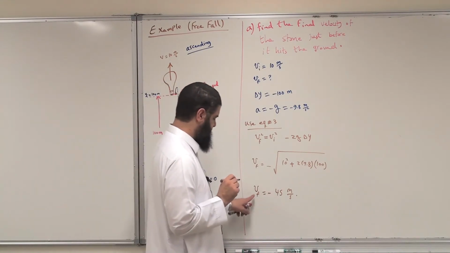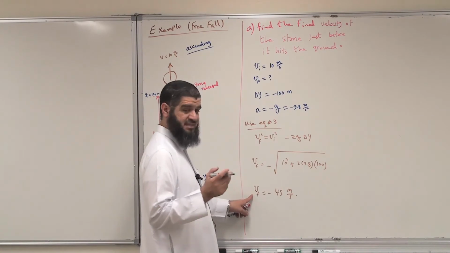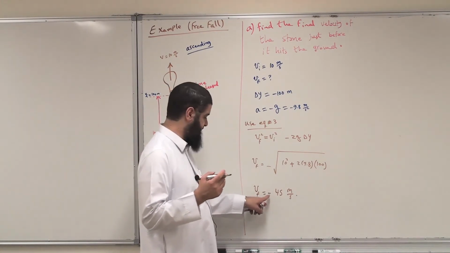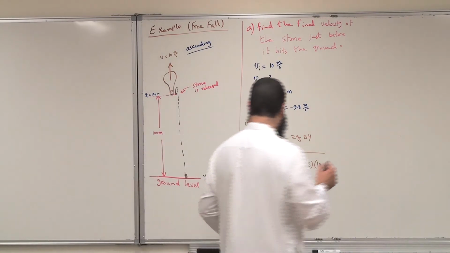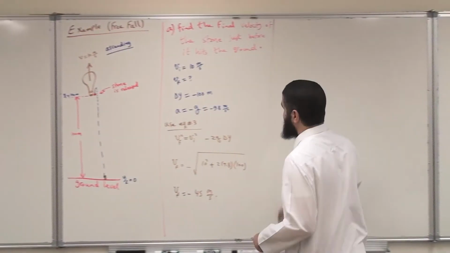What is the magnitude of the velocity, or what is the speed? It is 45. What is its direction? It is downward. Okay, so this minus sign is the indicator of the direction, which is downward.